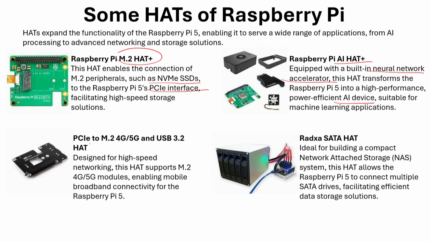You can also have Raspberry Pis with the USB 3.2 HAT, etc., and this is used for high speed networking, so that it can support 4G, 5G modules. So, you can have a quick communication with the environment. Sometimes you will get a HAT of Radxa SATA, which is ideal for building a compact network attached storage system. Sometimes the storage may become a problem, you also need to offload the data from time to time. So, in all such cases you need fast access to a network to offload the data. These kinds of HATs are going to help you.